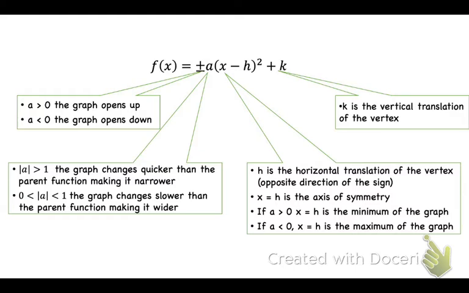Okay, if a is between 0 and 1, so that is a proper fraction, correct? And that's an absolute value because the plus or minus is open up or down. If a is between 0 and 1, the graph changes at a slower rate because you're taking half or a fourth or 2/3, right? So it will be wider.